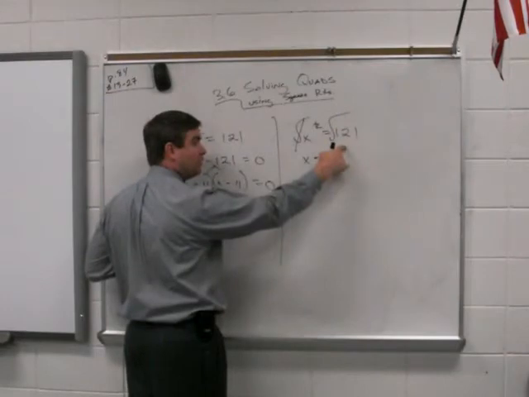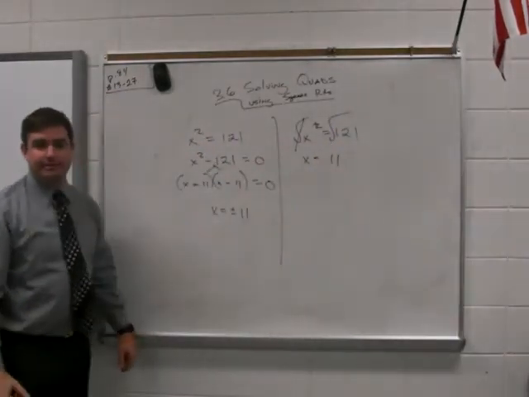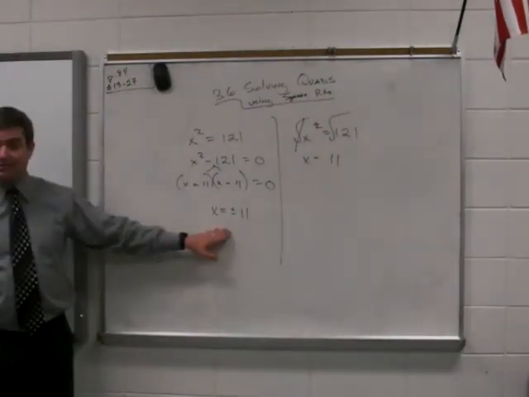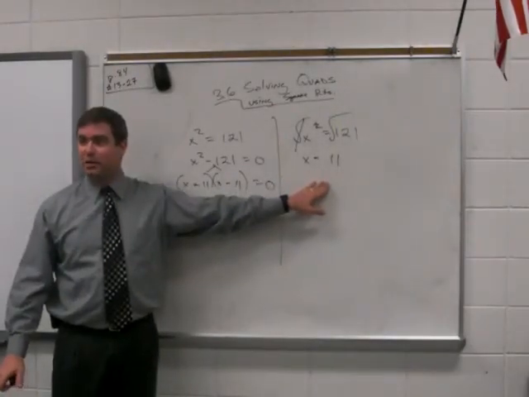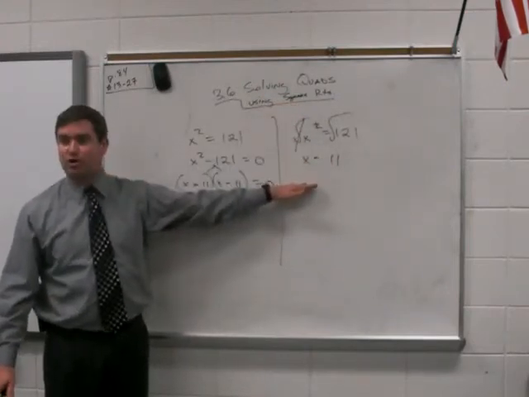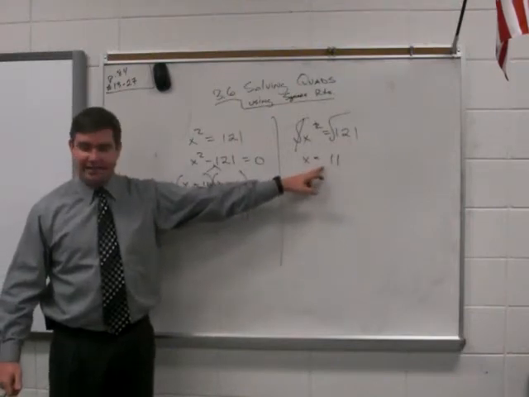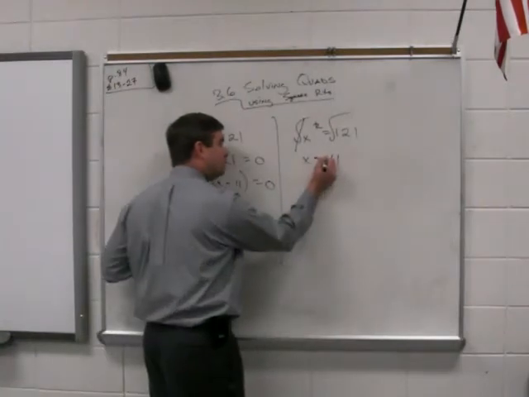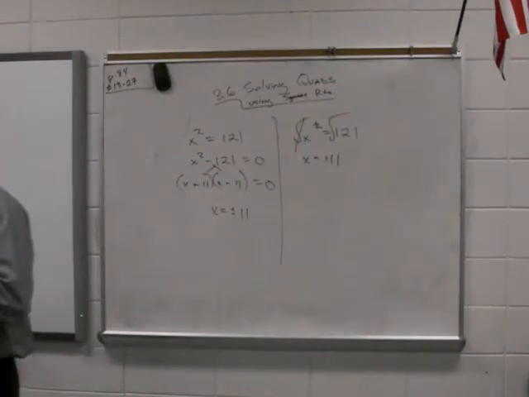What's the square root of 121? 11. Did I get the same answer? No, I got half of it. Over here, I got positive and negative 11. What did I get over here? Just positive 11. So how could I make this procedure work? What could I add to the 11? Plus or minus.